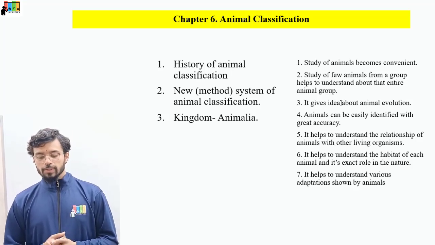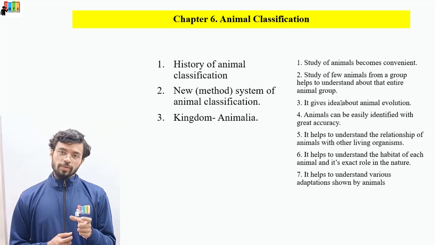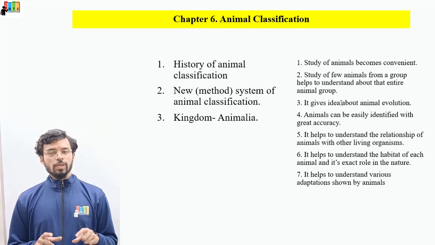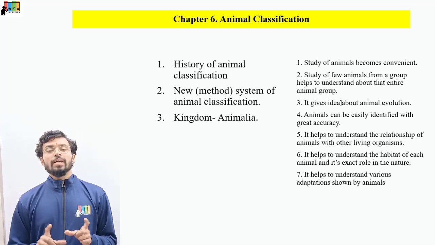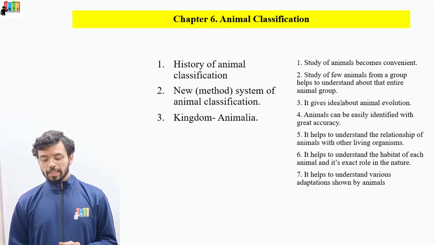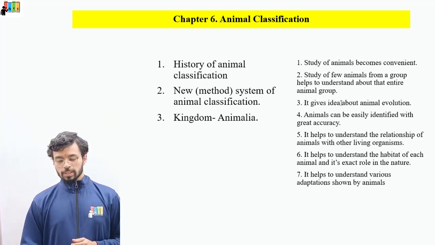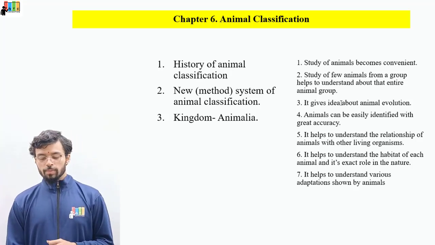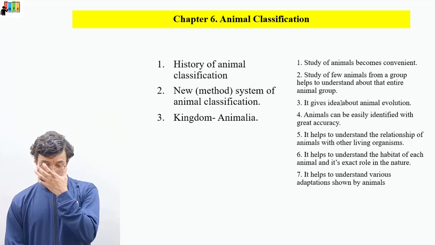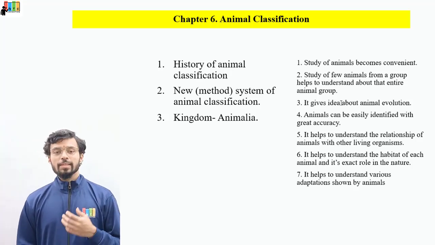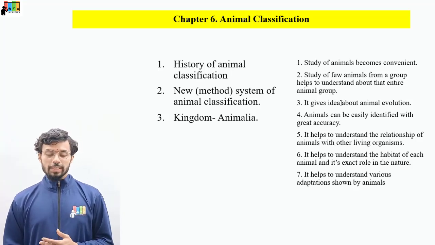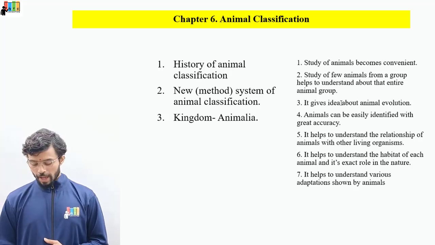It also helps us to understand the relationships of animals with the other living beings. Basically, this is the food web, the habitat, the ecosystem that they live in. And hence, this point has been further continued towards points 6 and 7, which talk about the ecology as a whole.